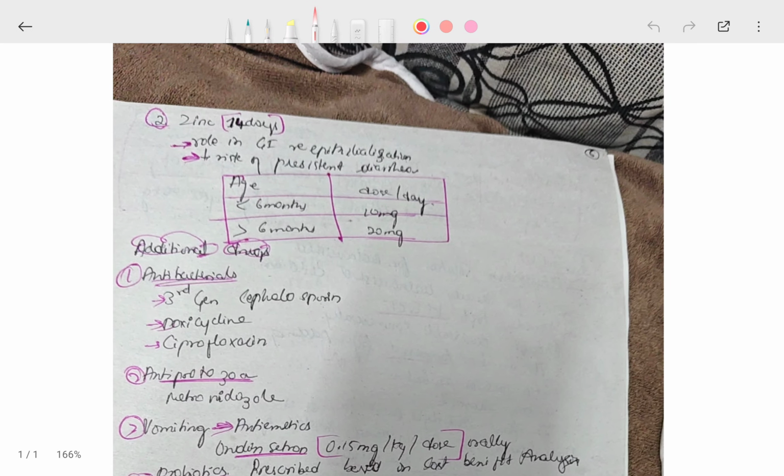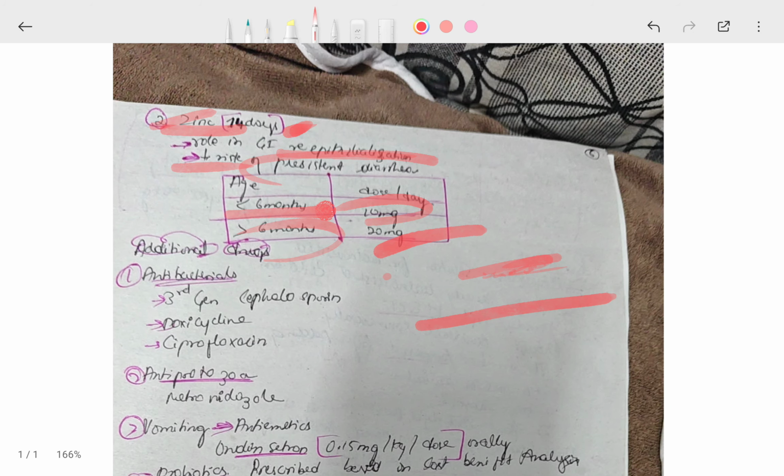In Plan C, you will also give zinc therapy. Zinc should be given for 14 days. The role of zinc is that the GIT epithelium will be eroded, so zinc helps the re-epithelialization of the gut epithelium, and then it will decrease the risk of persistent diarrhea. The dose of zinc given: for less than 6 months you will give 10 milligrams, and for more than 6 months you will give 20 milligrams.